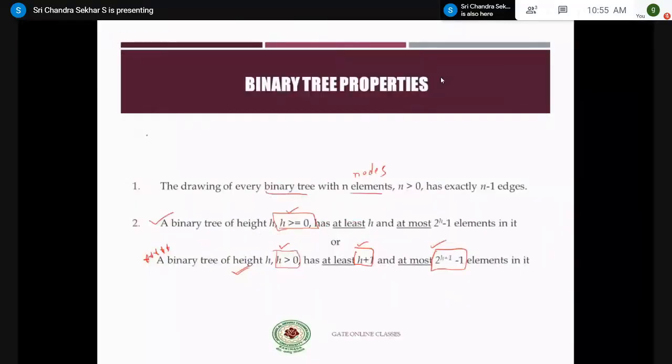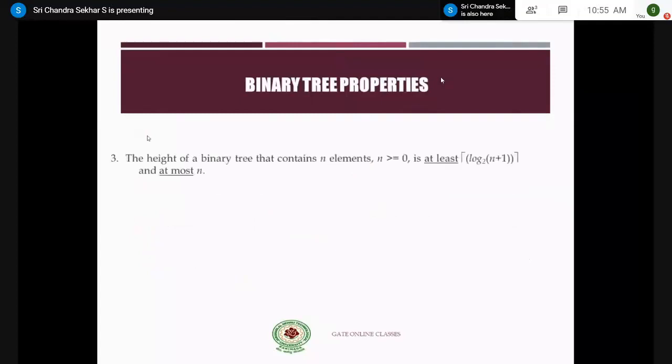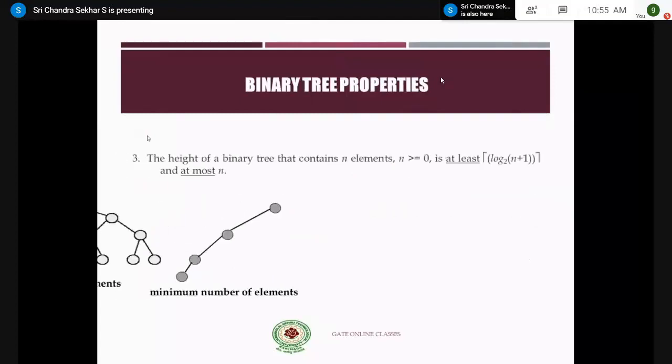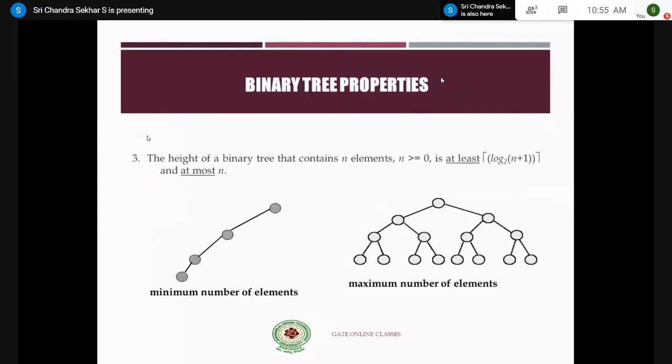So very important properties of binary trees, and this is another important property. This is what we have discussed in the previous slide, right? This is the minimum number of elements. Minimum number of elements means you have to take it as either a skewed binary tree, that is a left skewed binary tree, or it can be a right skewed binary tree also. Not an issue, right? But if you want to consider a maximum number of elements, then what you have to do is you have to consider it as a perfect binary tree. This is the difference between full binary tree and perfect binary tree.